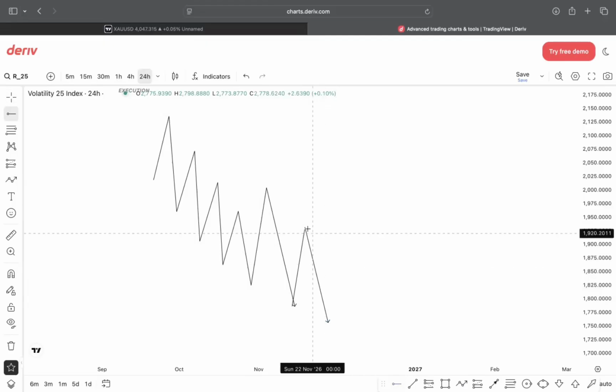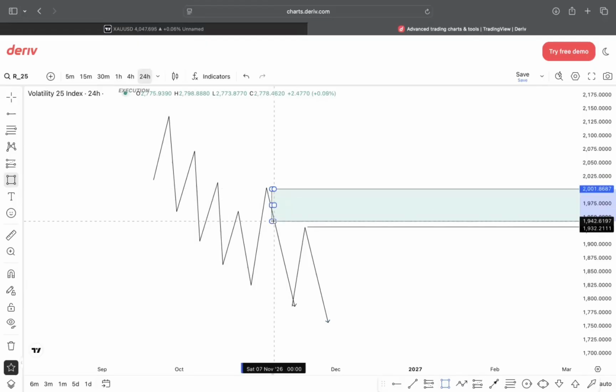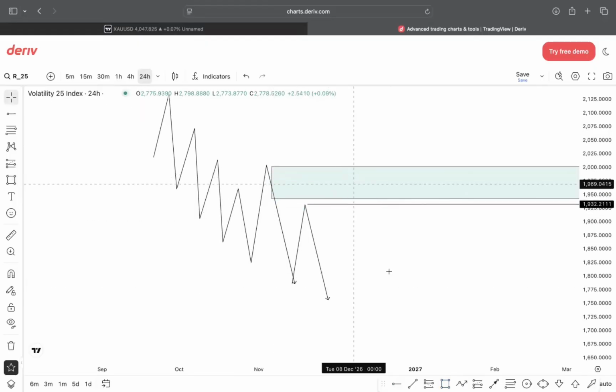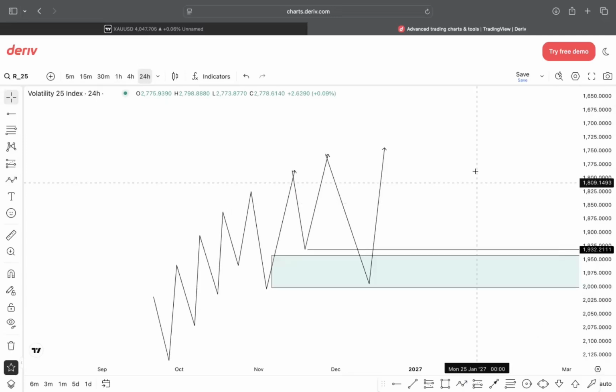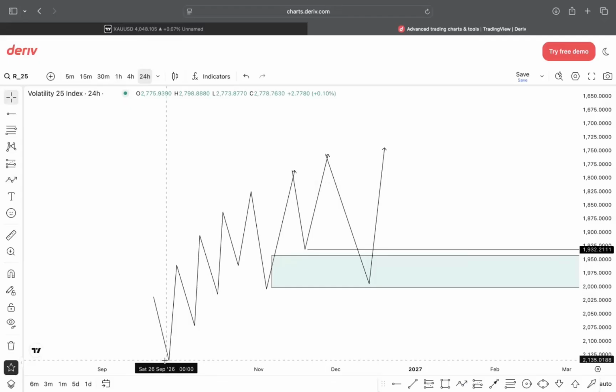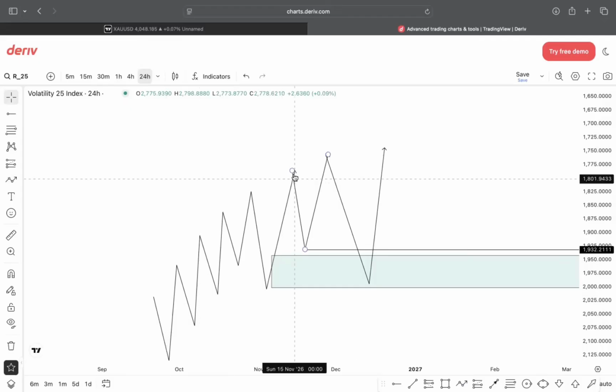So I'm waiting for price to take out this, give a valid confirmation here, and then I enter for a short. It's very, very simple. Same thing with the uptrend. I need to know where price is coming from and then where price is going to, which is the essence of a good top-down analysis.